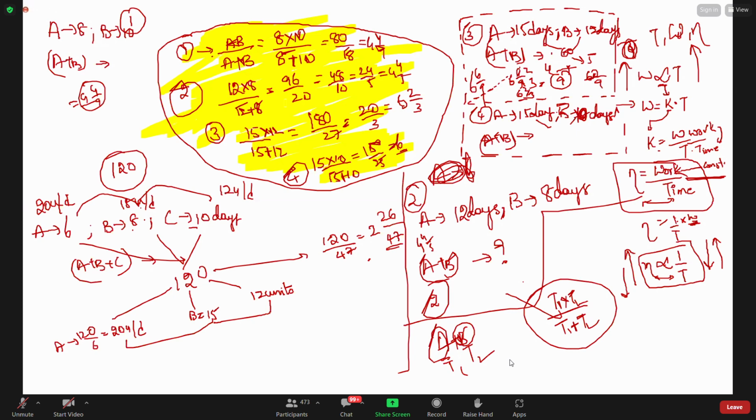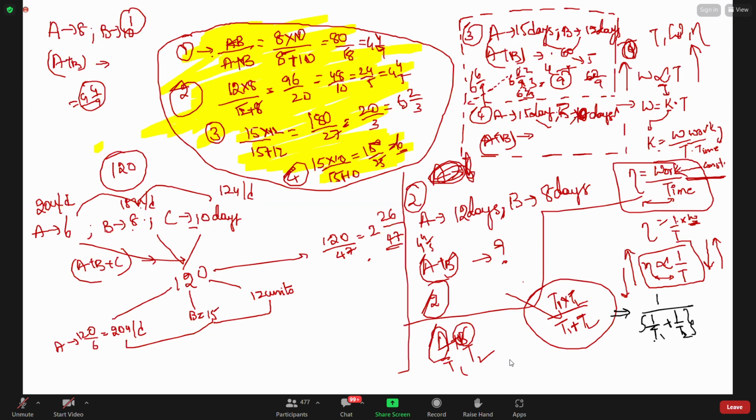What is the concept? What you're doing is T1 into T2 by T1 plus T2. If you actually write it, we wrote it as T1 T2 by T1 plus T2. If I have to mention it in a different format, it will be like 1 by T1 plus 1 by T2. You remember this one?